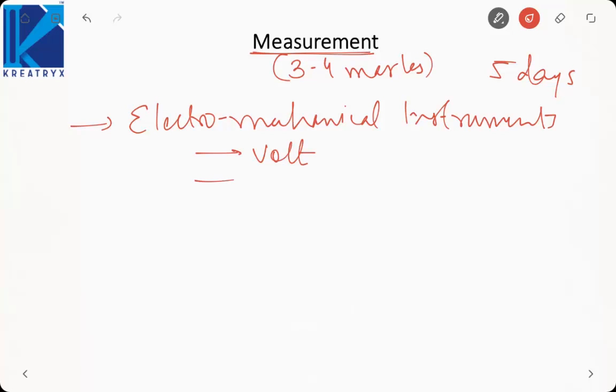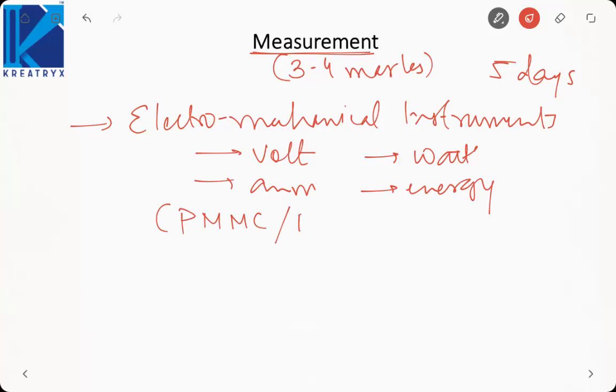Voltmeter, ammeter, wattmeter, energy meter. These are important with respect to the GATE examination. Though you might see in the GATE syllabus, PMMC and all those things are not mentioned, yet you must remember the torque expressions for PMMC, moving iron, dynamometer. Because one formula per instrument is not very hard to remember.